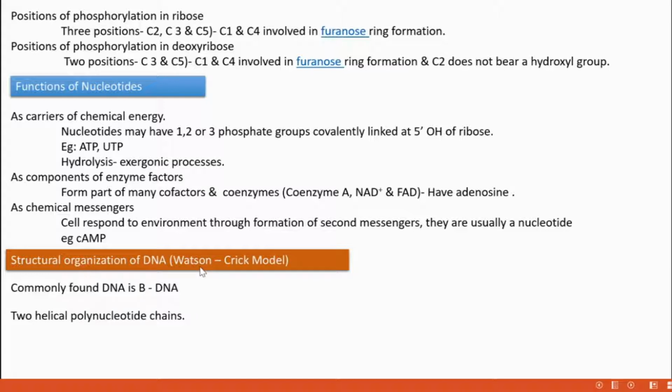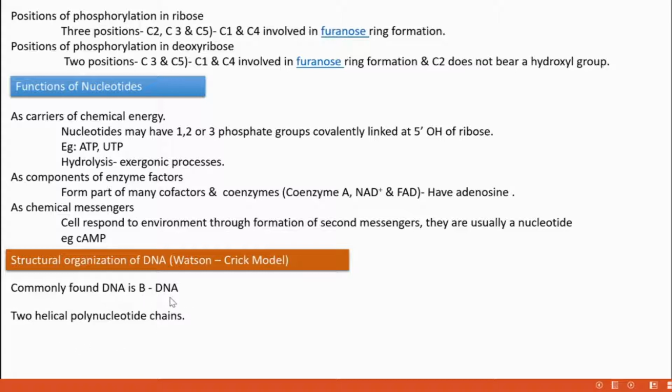This was put forward by Watson and Crick. Watson and Crick elucidated, they explained the structure of DNA for the first time. And the DNA that they described is B-DNA. Why are we mentioning B-DNA? That means DNA exists in different forms; different variants of DNA are present. Among them, Watson and Crick explained the structure of B-DNA. So we are going to see their description of B-DNA point by point.